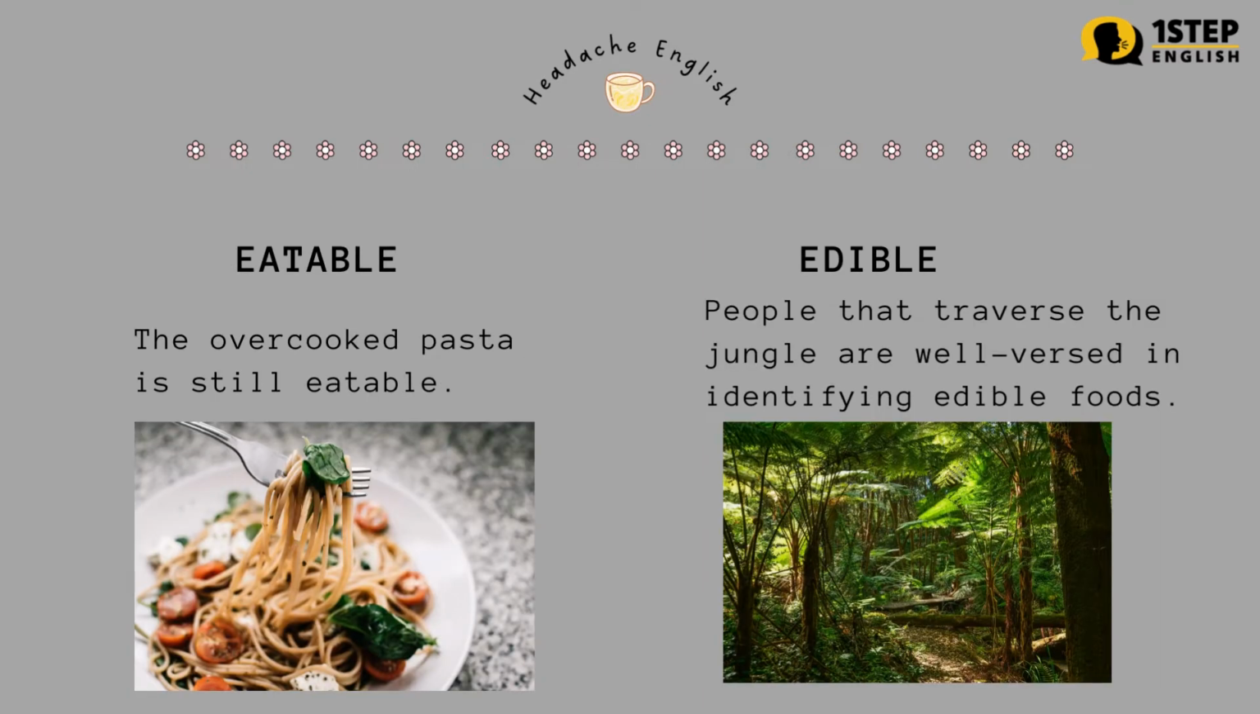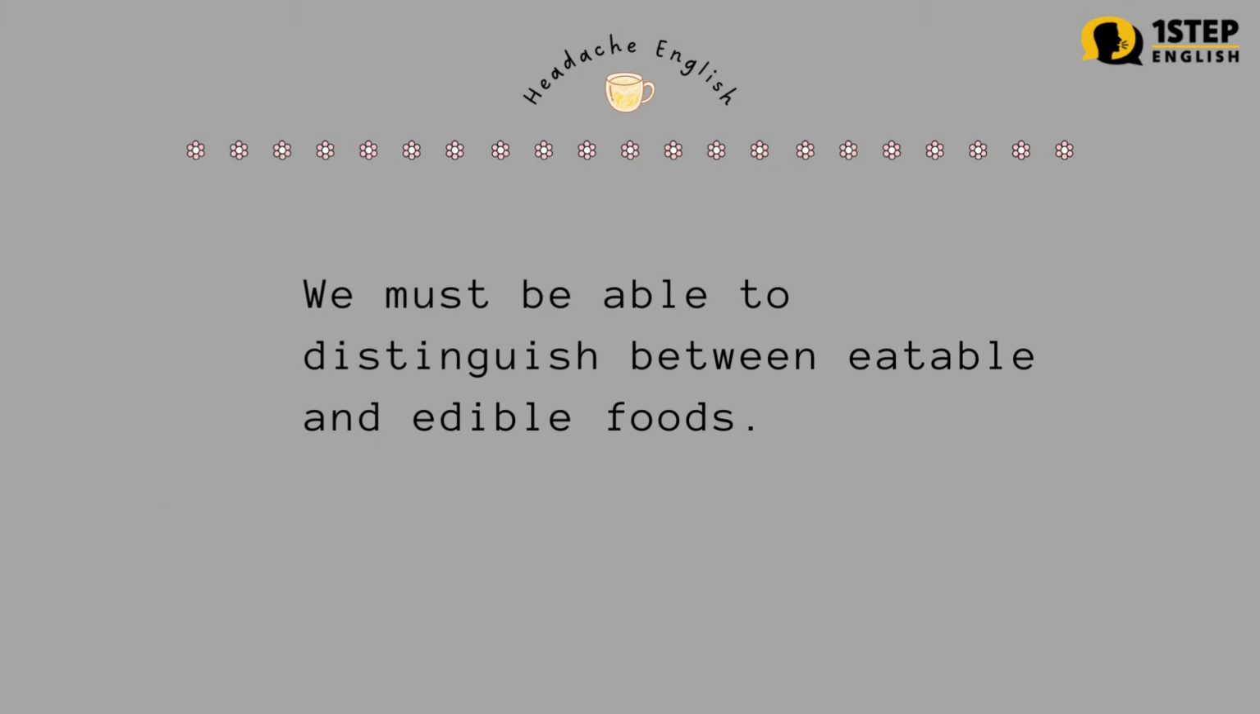Examples. Eatable: The overcooked pasta is still eatable. Edible: People that traverse the jungle are well versed in identifying edible foods. Let us use the words together. We must be able to distinguish between eatable and edible foods.